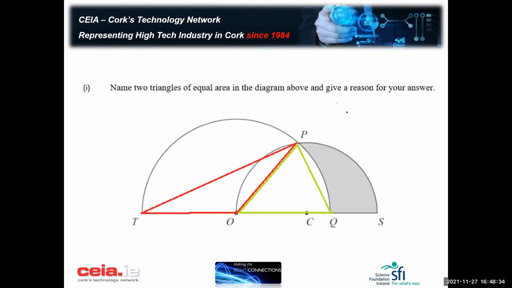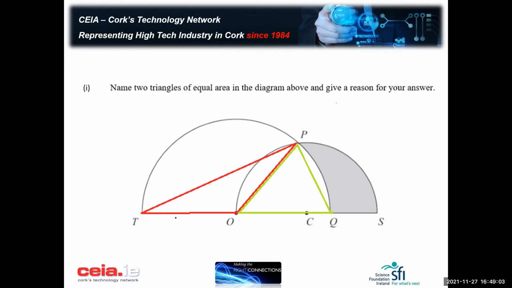So in these following slides, what I've done is I've just reproduced the diagram a number of times just to prevent clutter. So name two triangles of equal area in the diagram above and give a reason for your answer. So remember, the area of a triangle is half the base by the perpendicular height. So if we want to find two triangles that have equal area, we should look for triangles that have the same base and the same perpendicular height.